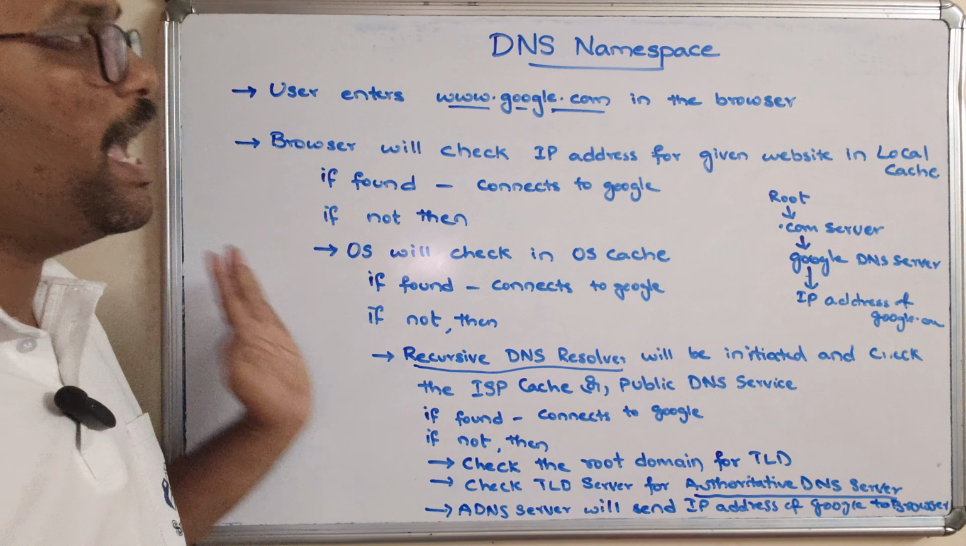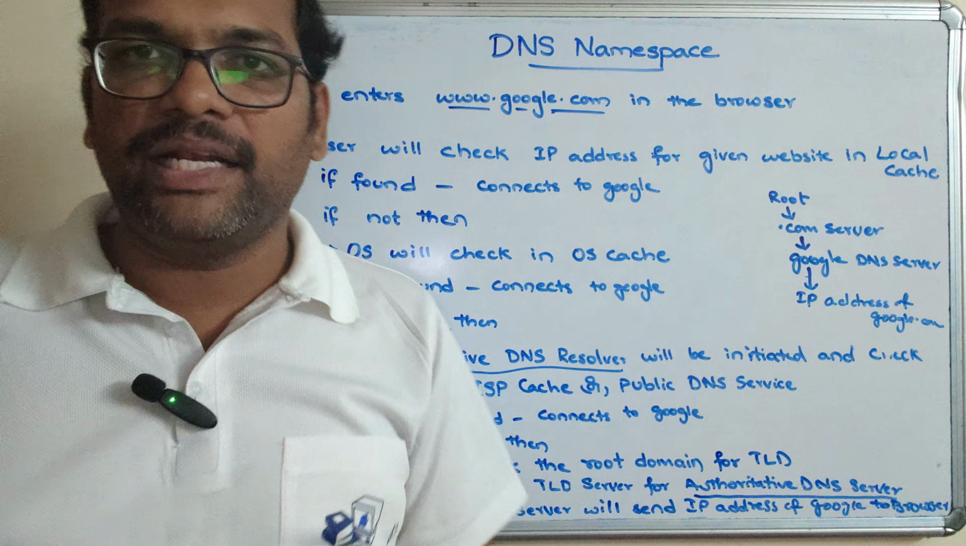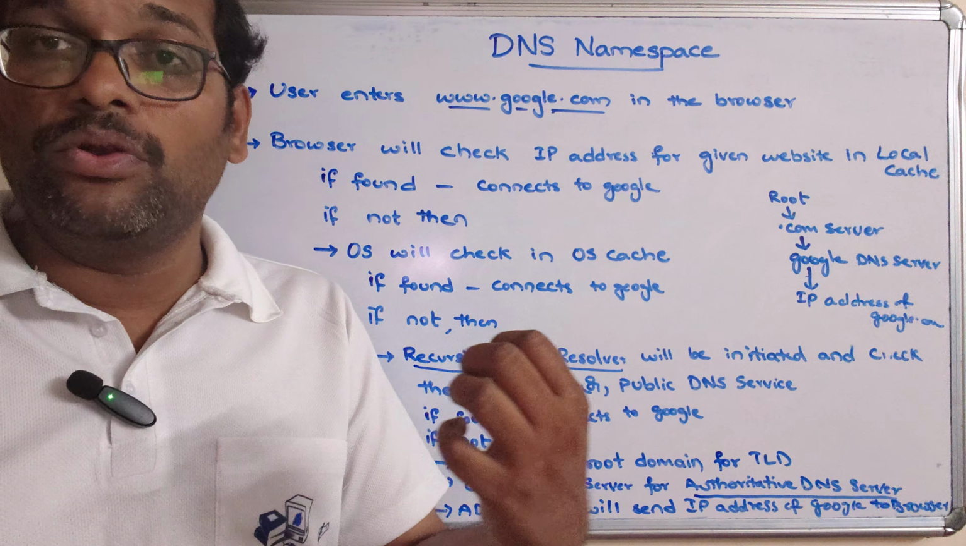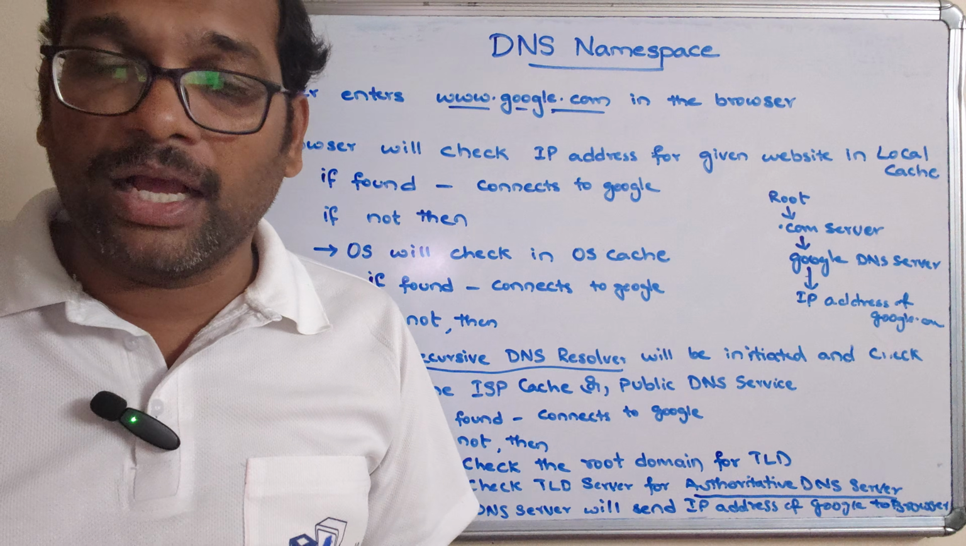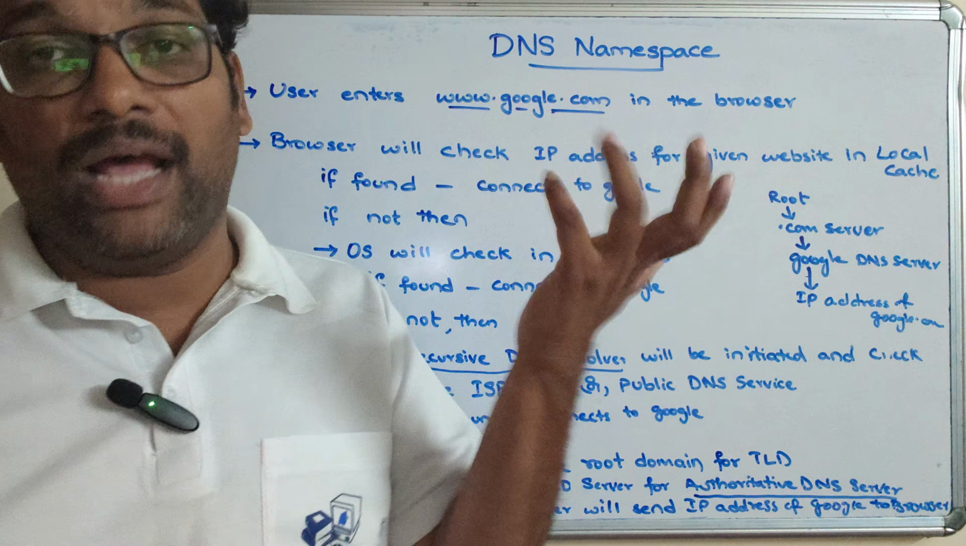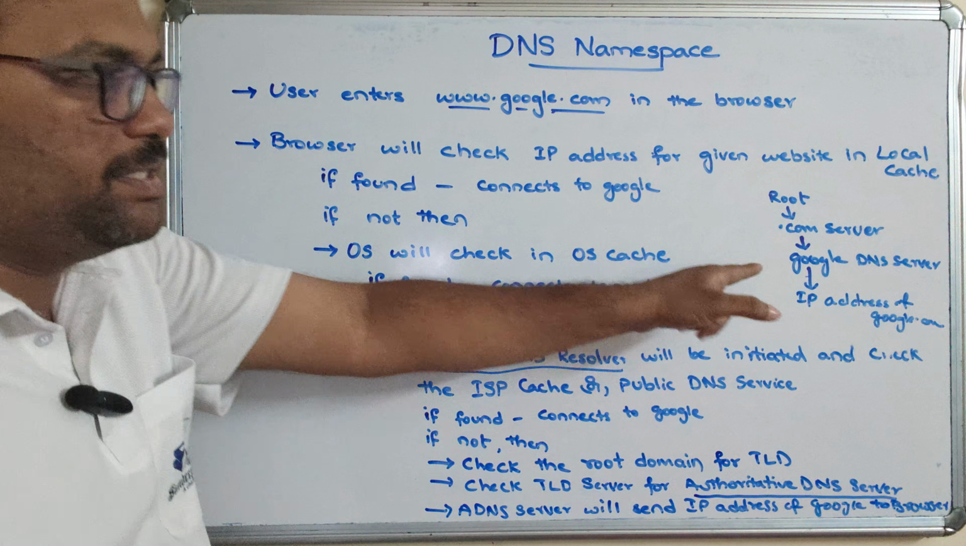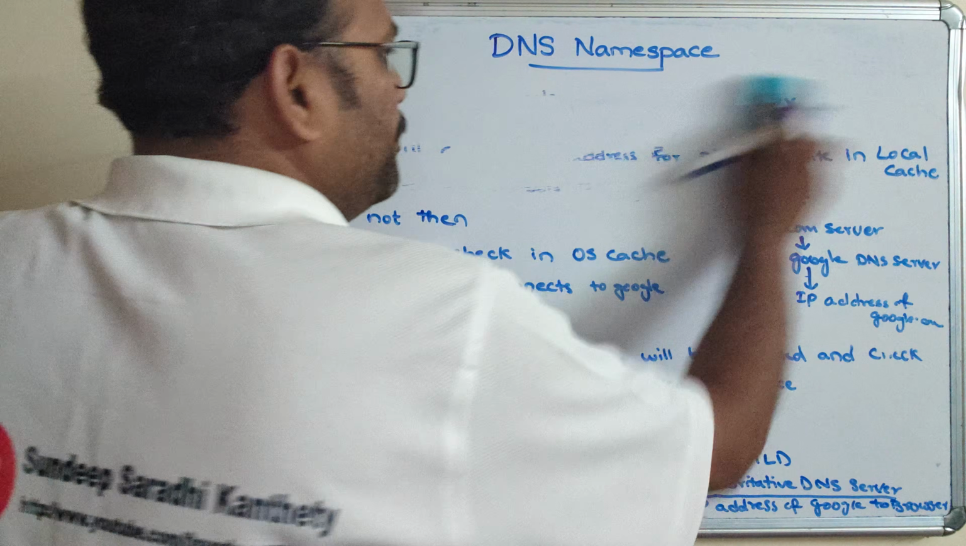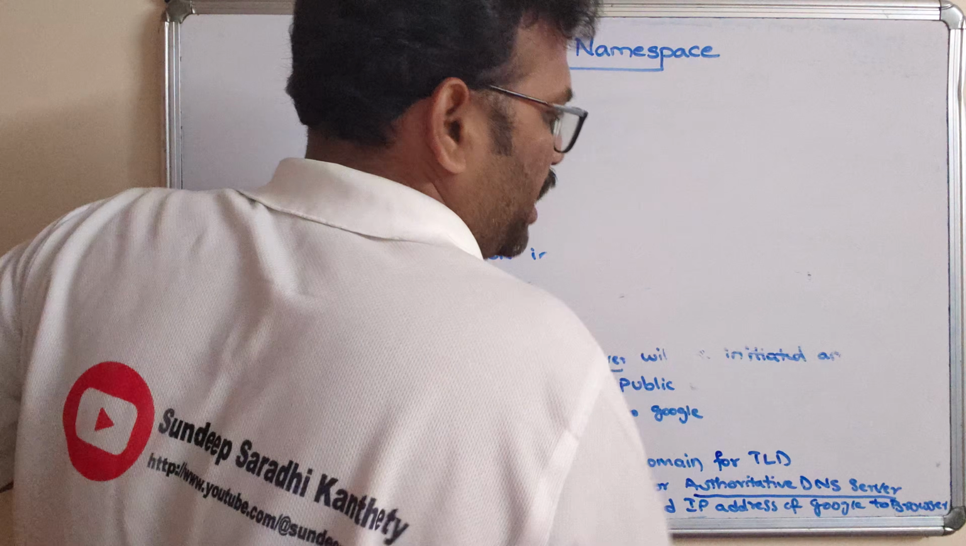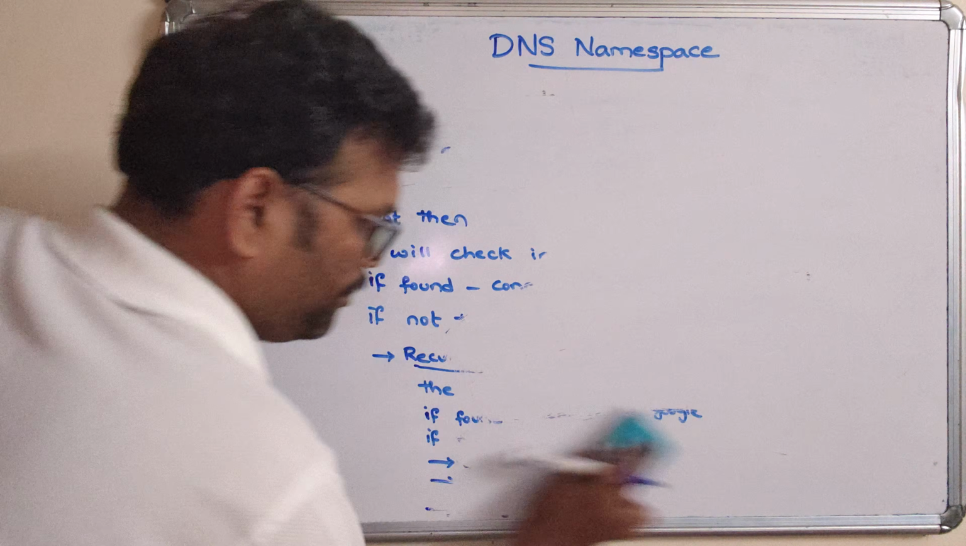So this actually happens in the DNS namespace: how google.com is converted to the IP address, identifying the IP address. Hope you understood this one. I'll write the same procedure in a short way so that you can get more clarity.